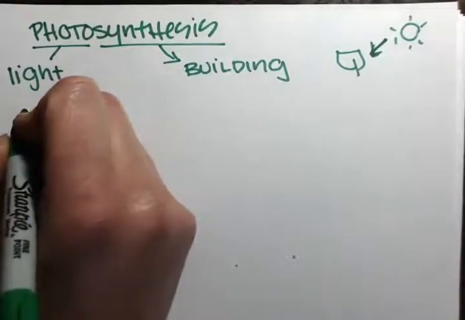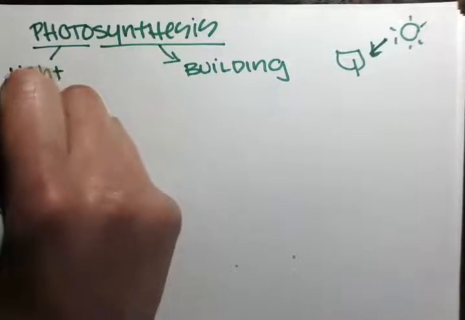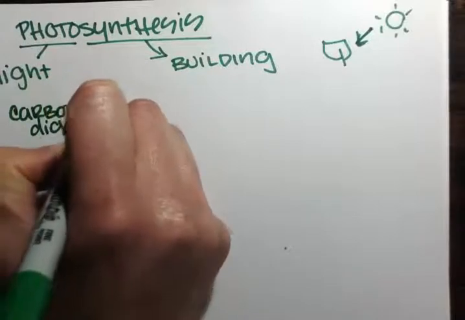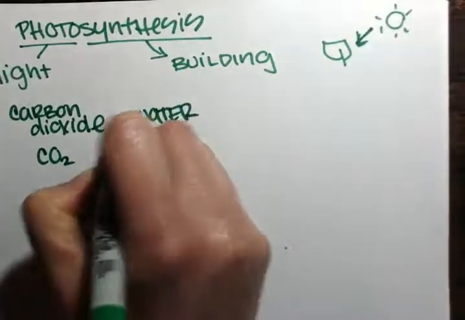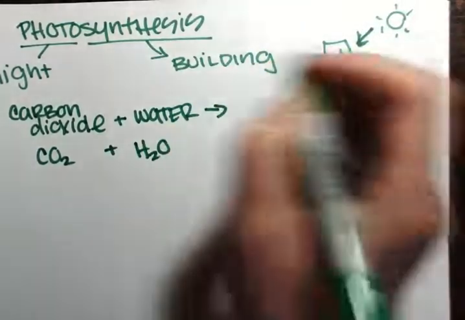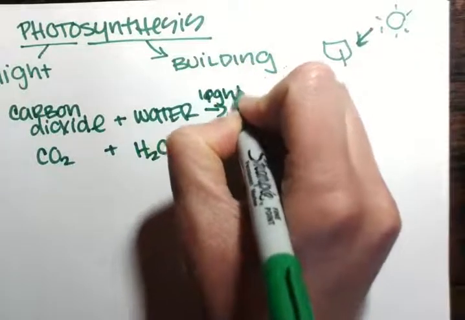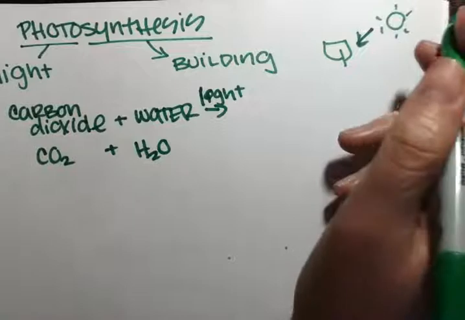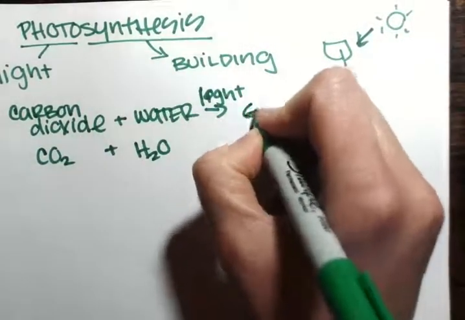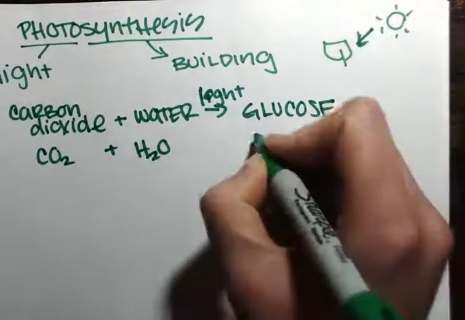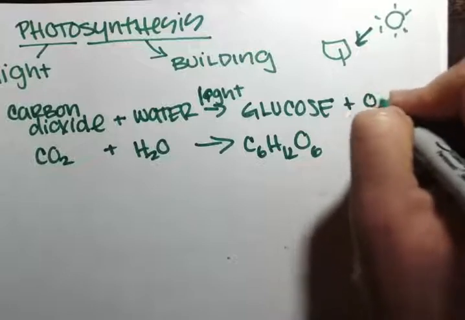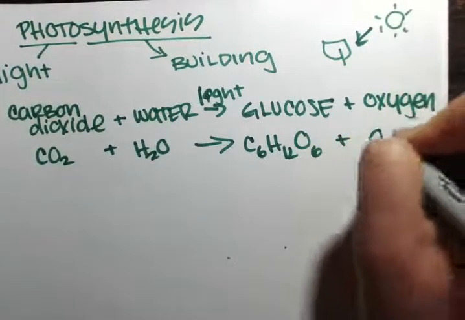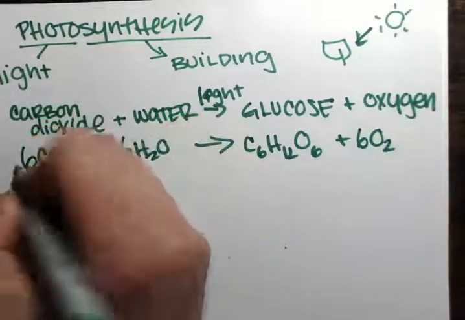So let's break down kind of overall what's going on. First, you have carbon dioxide, or CO2, plus water, which is H2O. Now you need light. Light, sorry, my handwriting is not great today. And you're going to use those to build glucose, which is C6H12O6, and oxygen. Now if I want to balance that, I'm going to put those 6's in there.